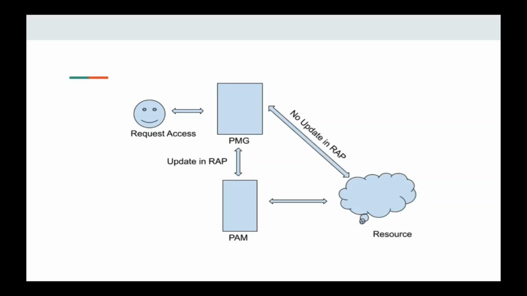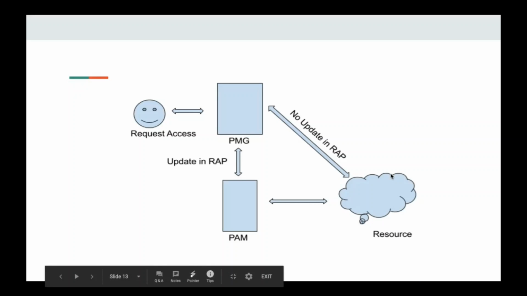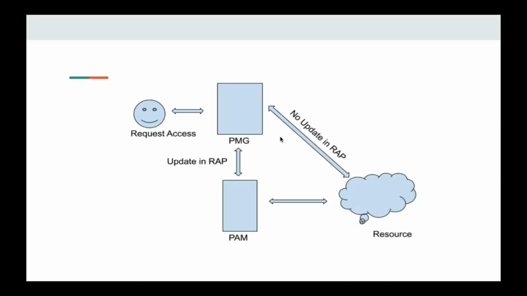And the second method is with a valid access token but with an update on RAP. In the first method, the request goes through a policy match gate, which is PMG, and it goes directly to the secured resource. And in the second method, the request goes through the policy match gate and then it is checked on the activity monitor, to check the updates in the RAP, and then it goes to the secured resource.